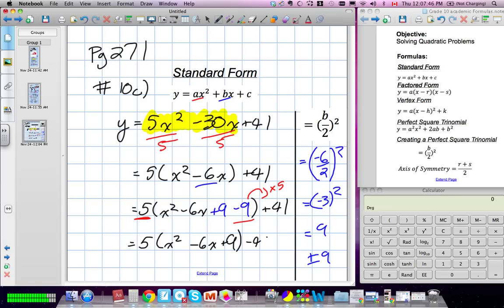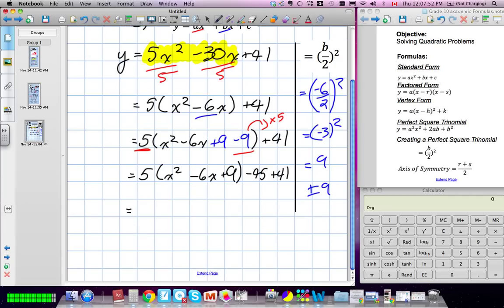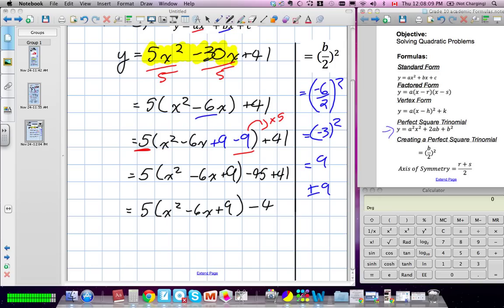Now, I'm going to simplify the outside. We get 5 times x squared minus 6x plus 9, minus 4. Finally, the whole point, the reason we did this is because we were creating a perfect square trinomial, which is this type right here. And the fast way to factor it is to find the square root of the first and the last term and take the middle number.